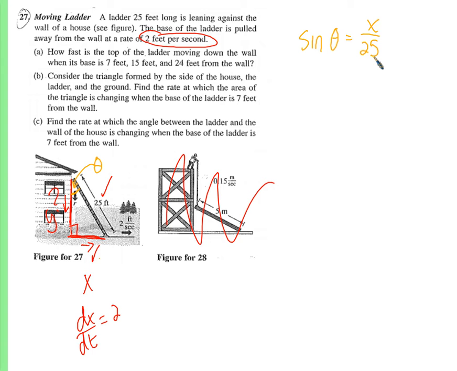So, how is the angle changing? Well, we'll find out. What's the derivative of the sine of theta? Cosine of theta, d theta dt. Isn't that what we're looking for? Yeah, the rate at which the angle is changing. Chain rule. We're taking the derivative with respect to t. We've got a composite function here: sine is the outside, theta is the inside. So cosine theta d theta dt equals 1/25.